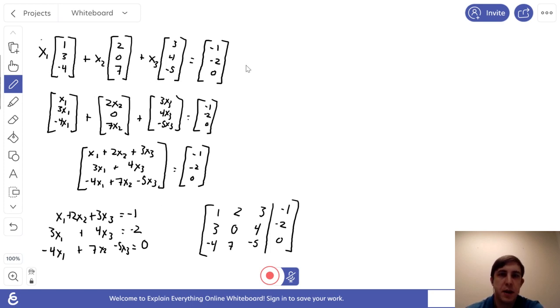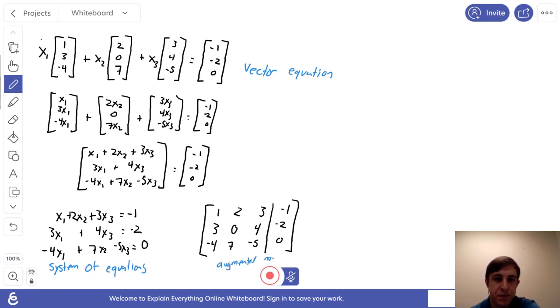So what we end up with here is we started off with a vector equation. We've also written this as a system of equations, or a system of scalar equations. We've also written this as an augmented matrix. And depending on our context, it's going to be useful to be able to use all 3 of these different representations of the same thing.